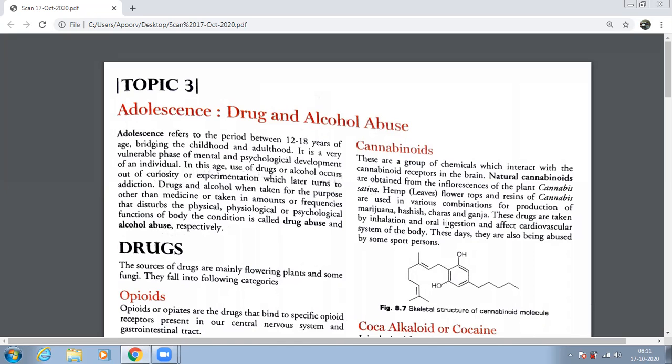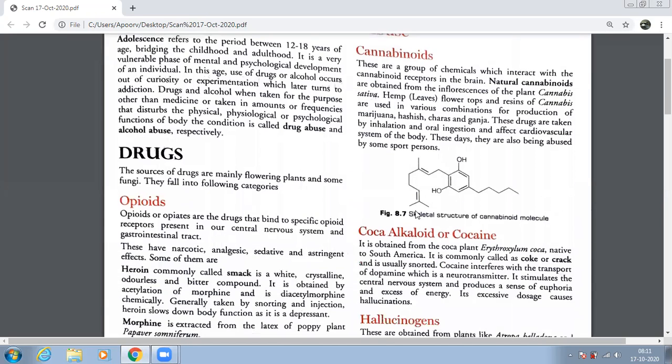These drugs are taken by inhalation and oral ingestion and affect the cardiovascular system of the body. Opioids, see this, we are coming to this. This is going to affect which function of your body? Cardiovascular. And how did this affect? It works like a depressant. It slows down the body functions as it is a depressant. So if we talk about the function or effect of opioid in the body, it slows down the body function. That means it is acting as a depressant. This will go and directly affect which system? The cardiovascular system of the body.